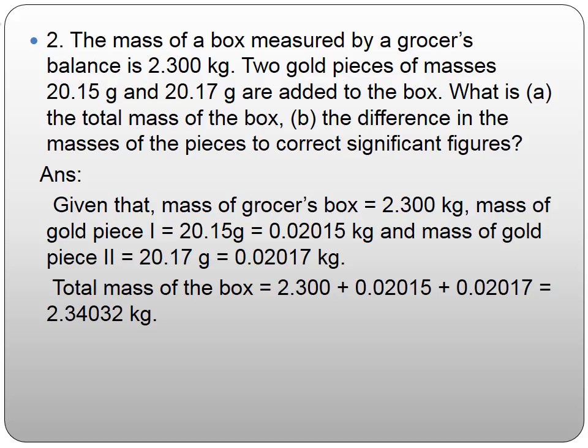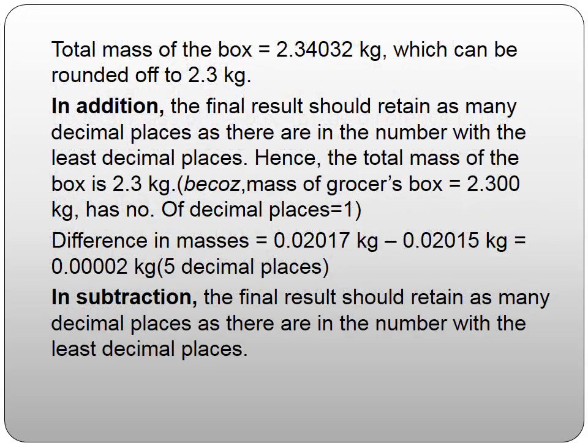2.34032 kilogram. The value of the total mass of the box can be rounded off to 2.3 kg by using the rule which says that in addition, the final result should retain as many decimal places as there are in the number with the least decimal places. Hence, the total mass of the box should be equal to 2.3 kg.